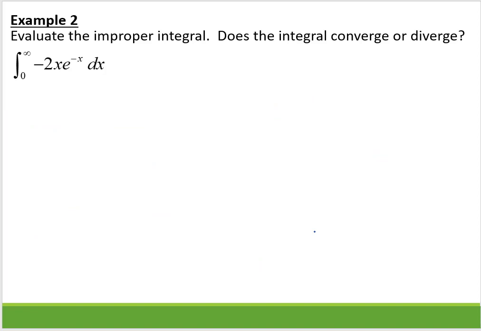Now evaluating this. Again, you can choose a different letter if you don't like b. Sometimes I choose the letter t. Now I picked this example because I really like this example. Just looking at this integral, I'm not even going to put in my integral limits.